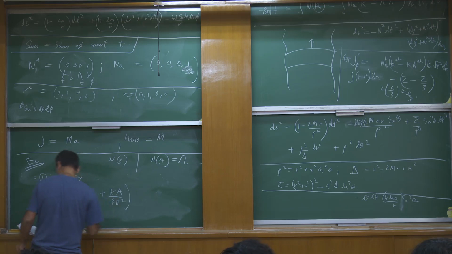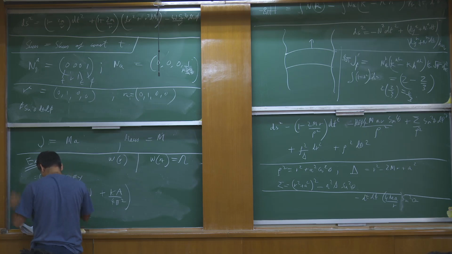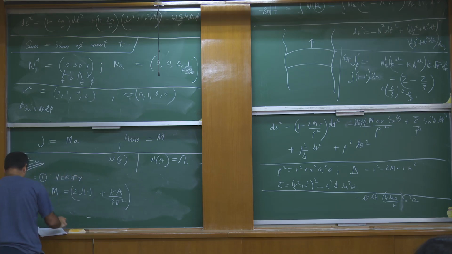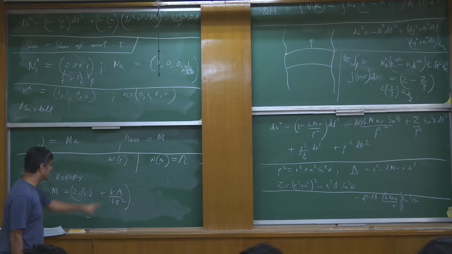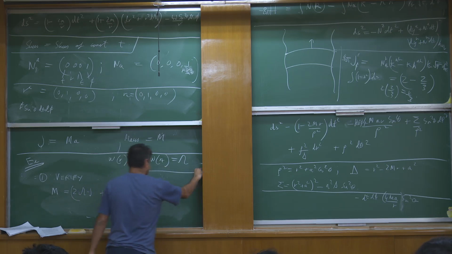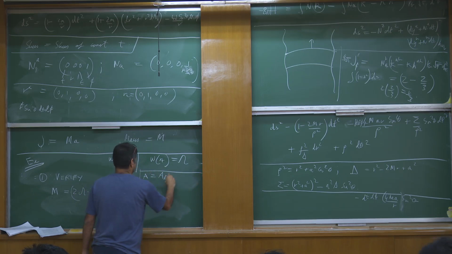K is kappa. I'll tell you what K is. It's the surface gravity. We've computed the mass, that's M. Okay, so the mass is M. J we've computed. Omega we know. I have to tell you what A and K are. What is A? A is equal to the area of the event horizon.